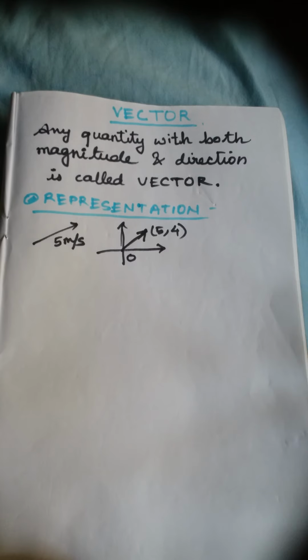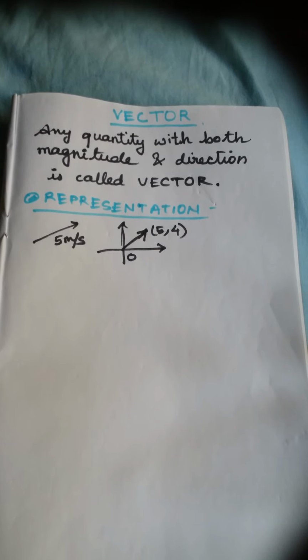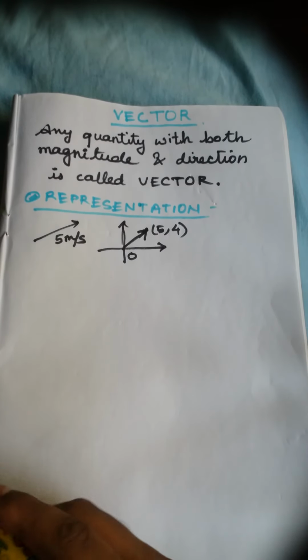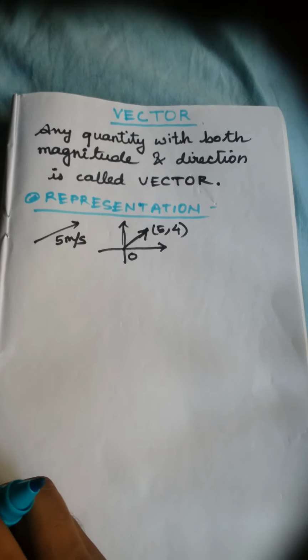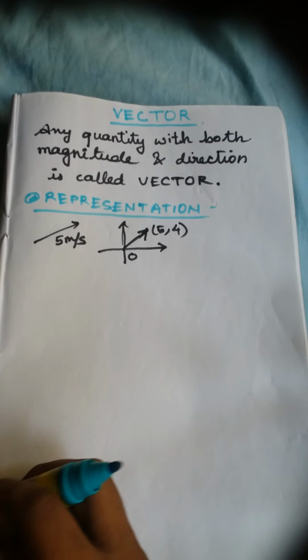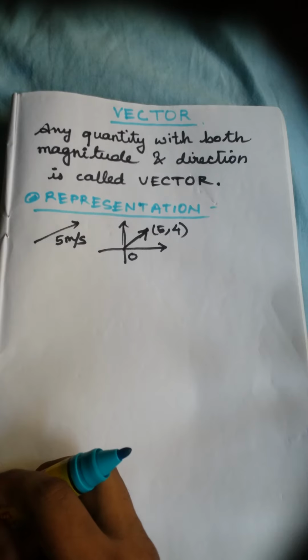So now let us take a look at the representation of vectors in Cartesian coordinate system, and let us also see the importance of unit vectors. So what are unit vectors? Unit vectors are vectors which have a magnitude of 1. Unit vectors are needed to represent other vectors.